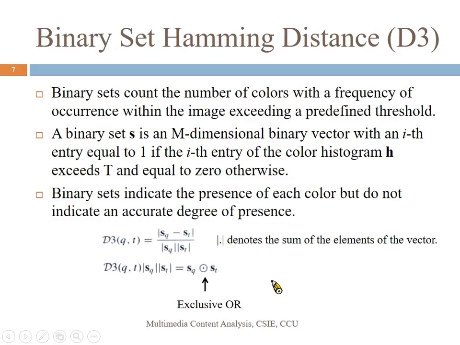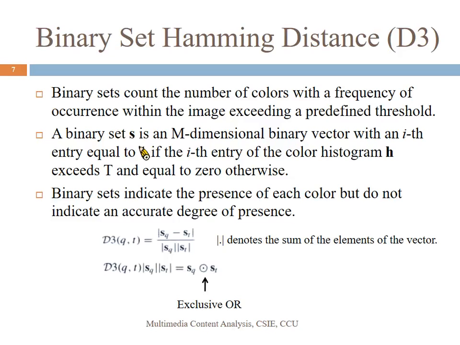We can also calculate the binary version distance. So assume that we have already represented the color distribution as a binary vector, just like the color set proposed by J.R. Smith and Professor Shih-Fu Chang before in the VisualSEEk system. We can represent the color distribution as a binary set. The binary set counts the number of colors with a frequency of occurrence within the image exceeding a predefined threshold. So only if the number of pixels is larger than the threshold, then we count it.